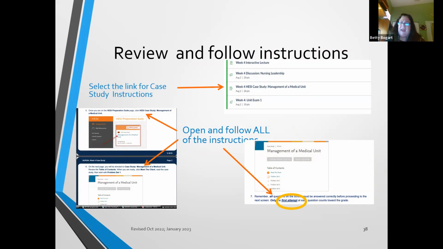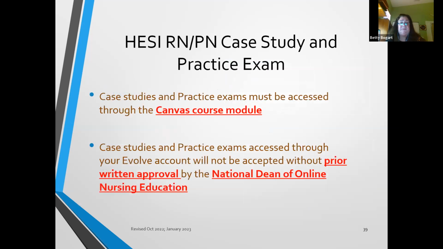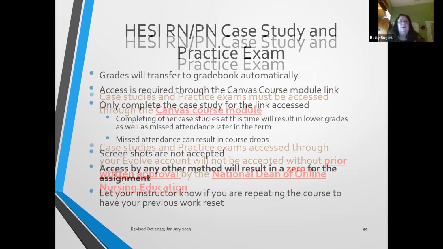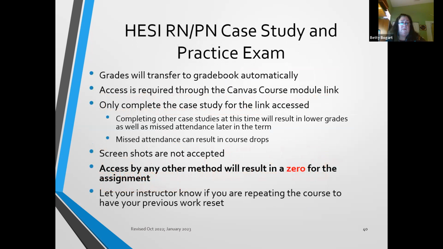Now, what if you get a 0 or your score doesn't show? What I want you to do is immediately send a help ticket and let me know, so I can look and problem solve also, to make sure that you're getting the grades that you need on these case studies. Again, case studies are worth 5% of your grade. So that's basically all I had to say there.